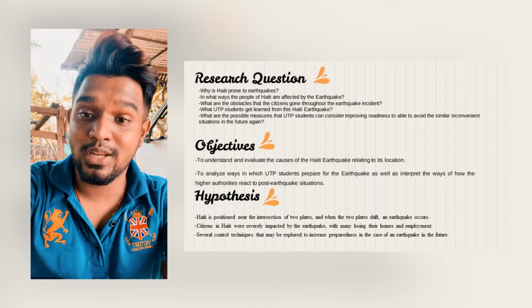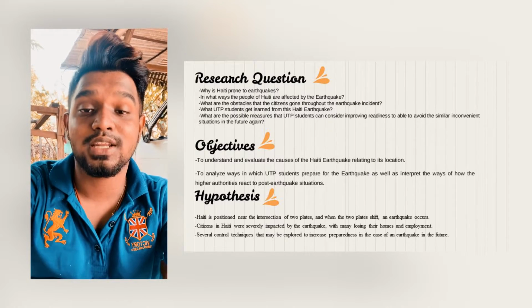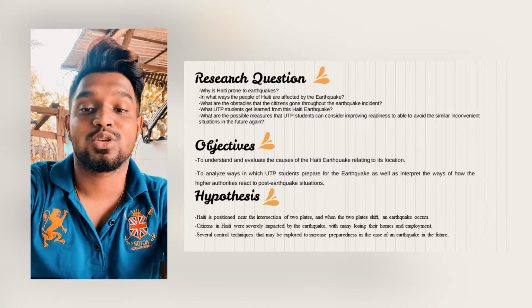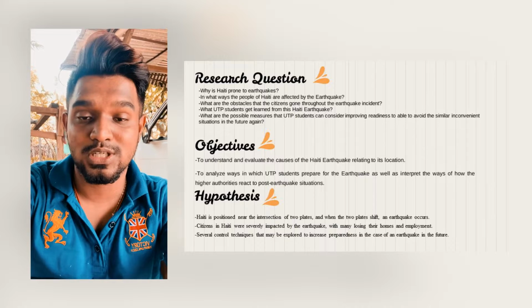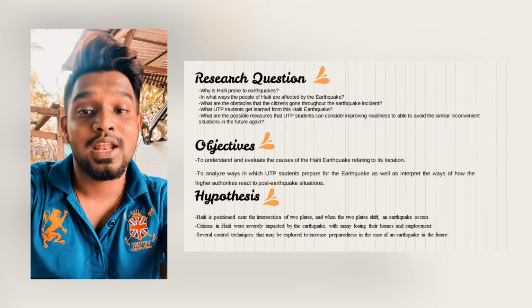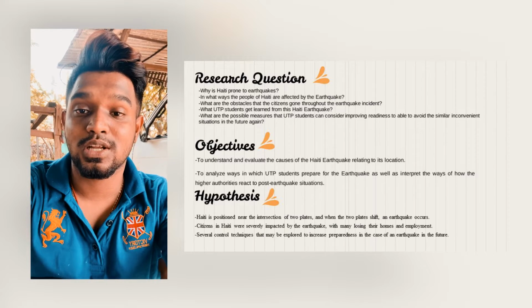Now let's see the objectives. First objective, to understand and evaluate the causes of the Haiti earthquake relating to its location. Second, to analyze ways in which UTP students prepare for the earthquake as well as interpret how the higher authorities react to the post-earthquake situation.